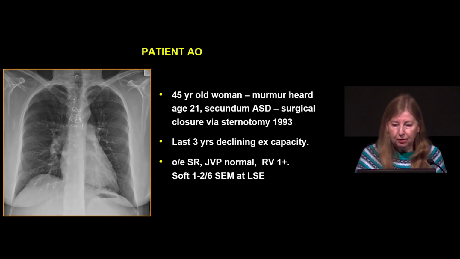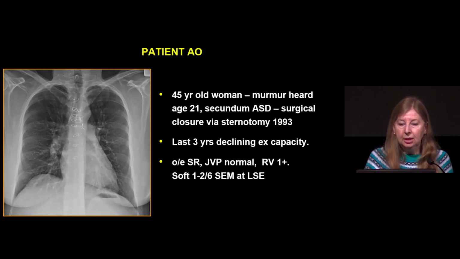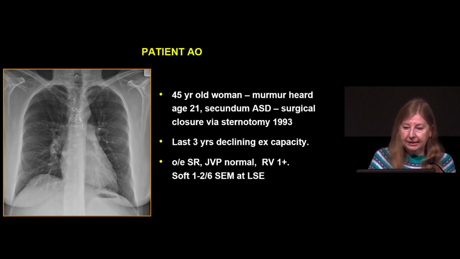This is an X-ray of a 45-year-old woman who had a murmur heard when she was 21 and was found to have a secundum ASD, and that had been closed by a sternotomy many years before. And so you would think she should be doing okay, but in the last 3 years, her exercise capacity's been going down.